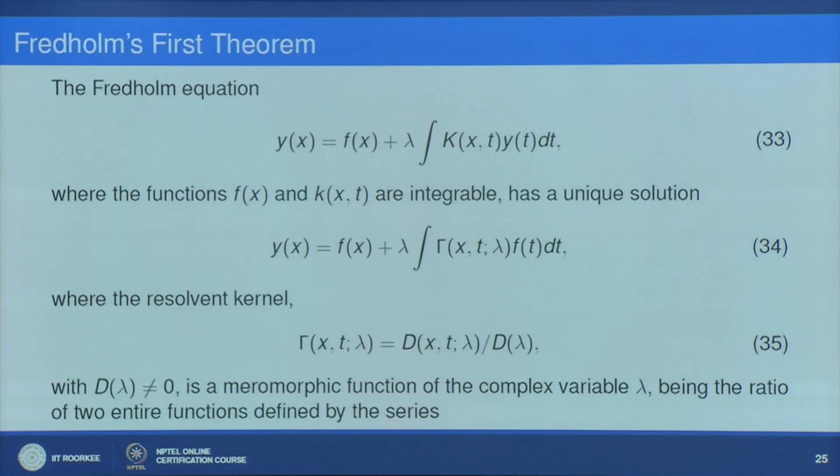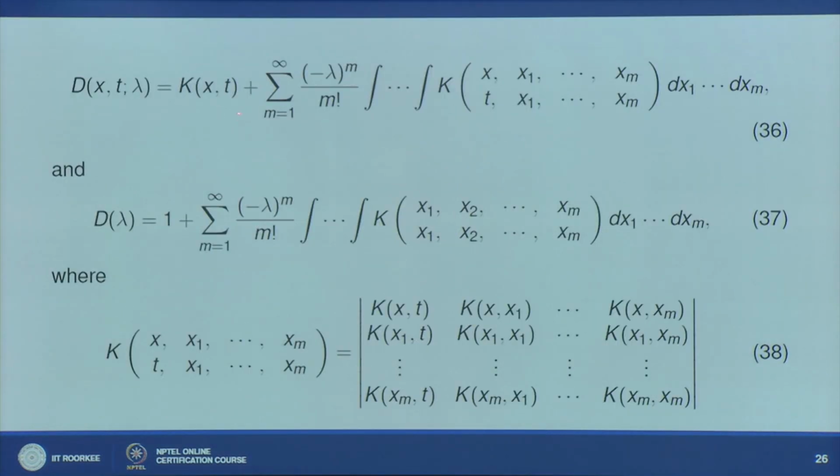Here we have just seen that D(x,t;lambda) is given as K(x,t), which is nothing but C0(x,t). You can verify that your Cm(x,t) can be given by an m-fold integral of the determinant. If you look at the first variable, it is x and t, and the rest is the same as in your D(lambda). So here it is K with x t, x1 to xm, x1 to xm, dx1 to dxm, an m-fold integral.